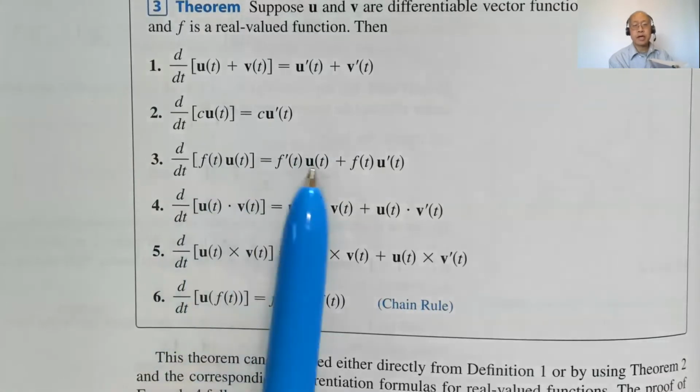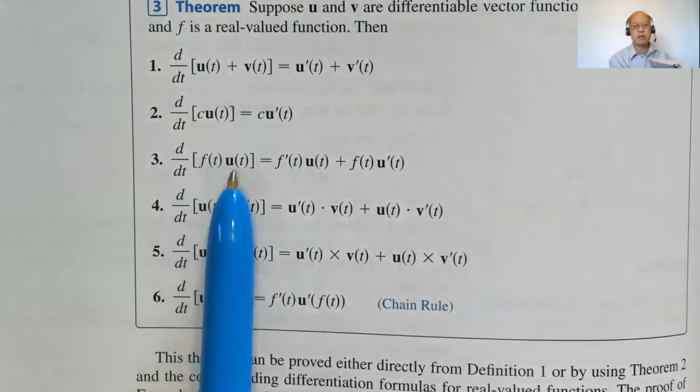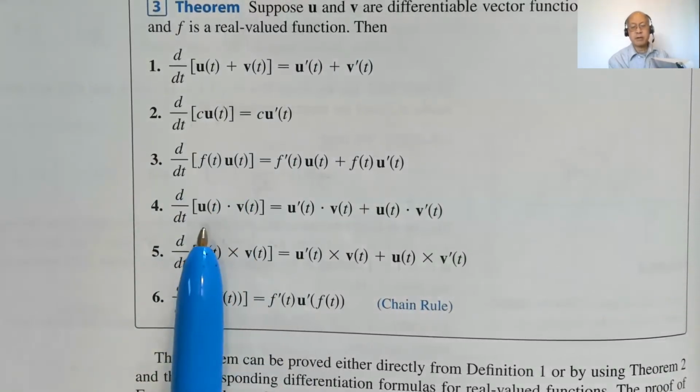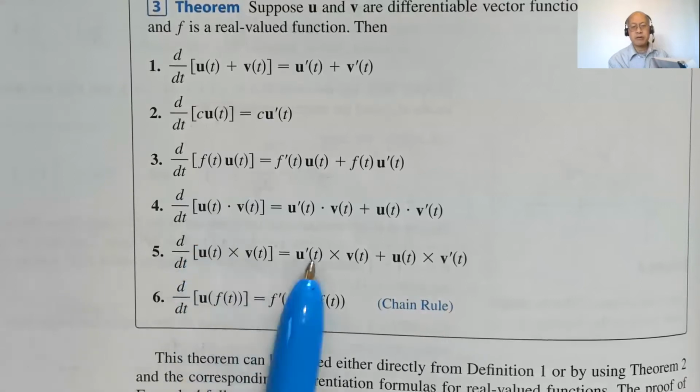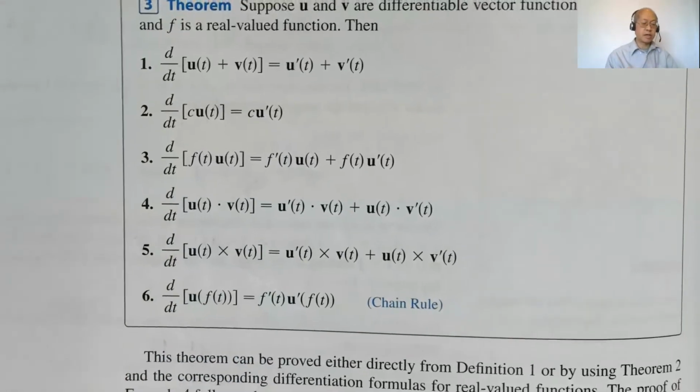This sort of looks like a product rule. However, it's a vector function multiplied by a scalar function. And this looks like a property of dot products, a property of cross products, and a chain rule. Don't even bother memorizing these or putting these on your formula sheet. I don't think that they're necessary.